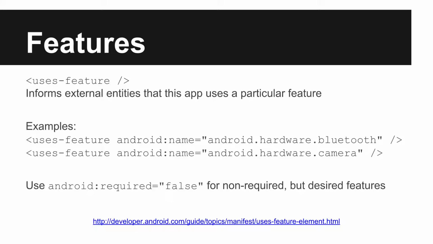So for example, if your app runs just fine without the camera, but you'd like to use the camera in your application, you can add the additional attribute android:required="false" to let the app store know that if somebody has a device without a camera on it, it's still acceptable. If you don't put this attribute on it and somebody doesn't have a camera on their device, they won't be able to install your application.